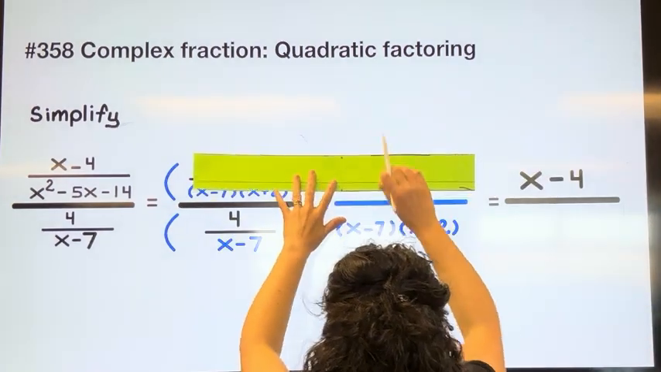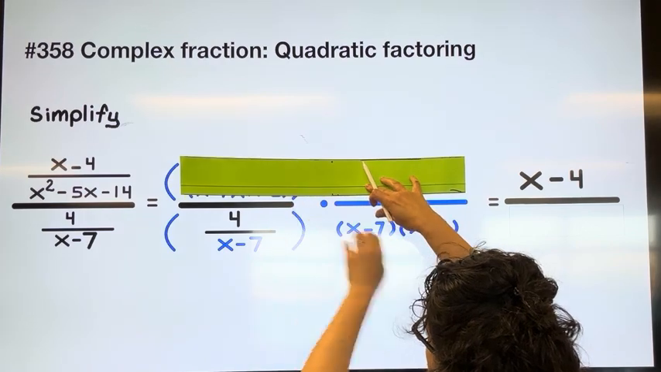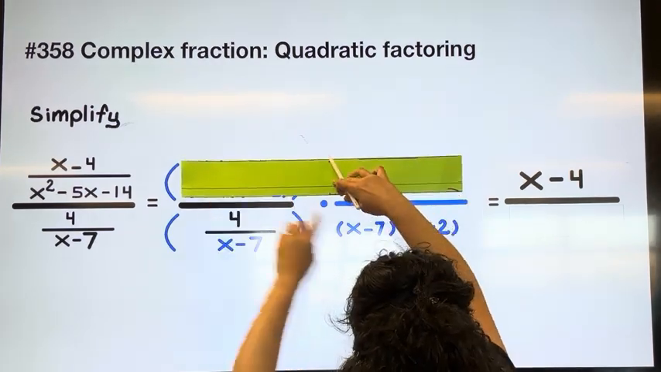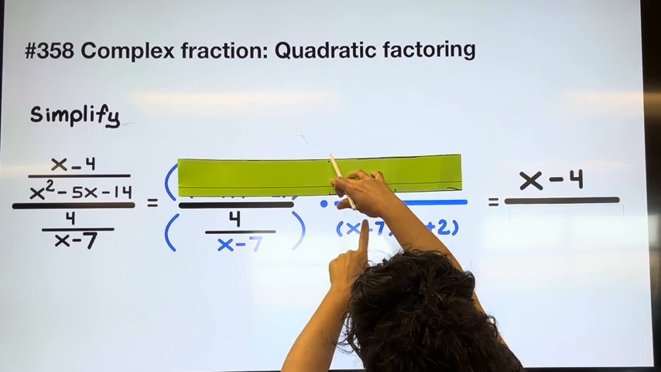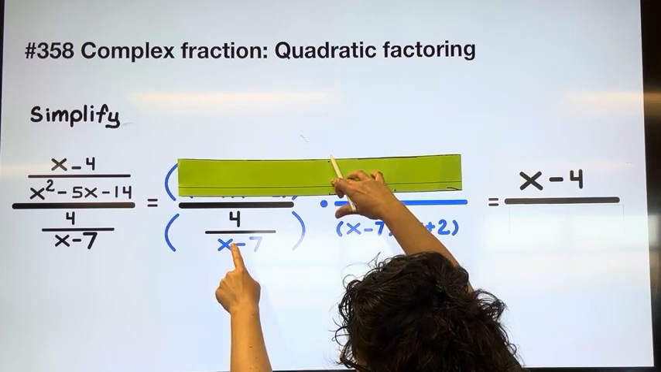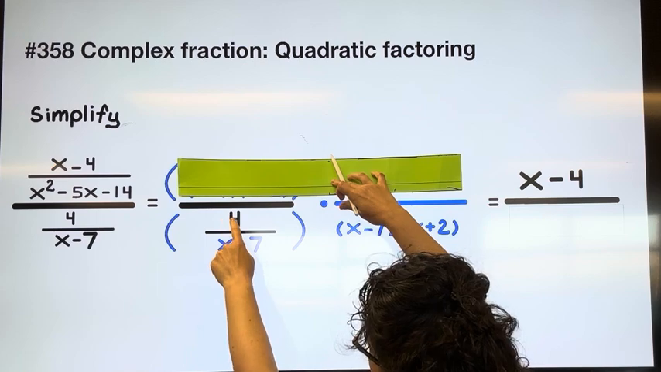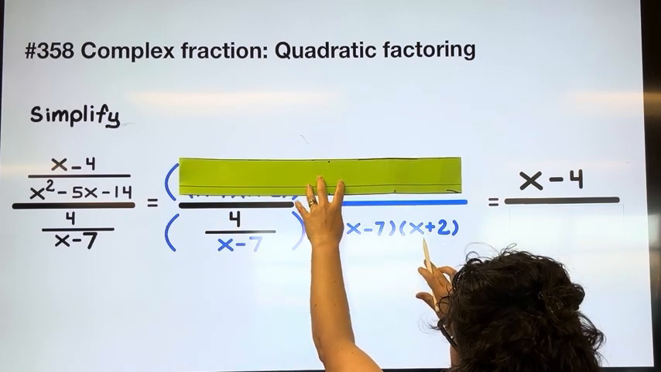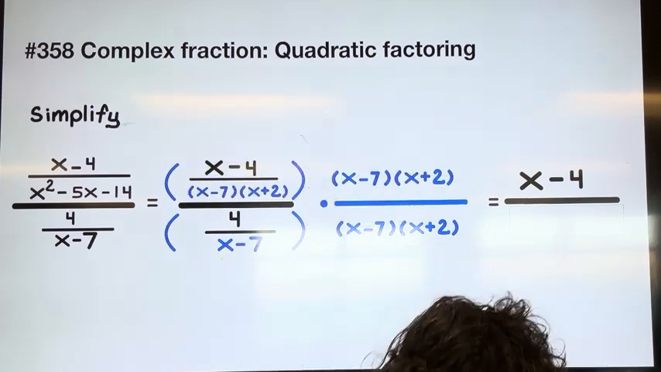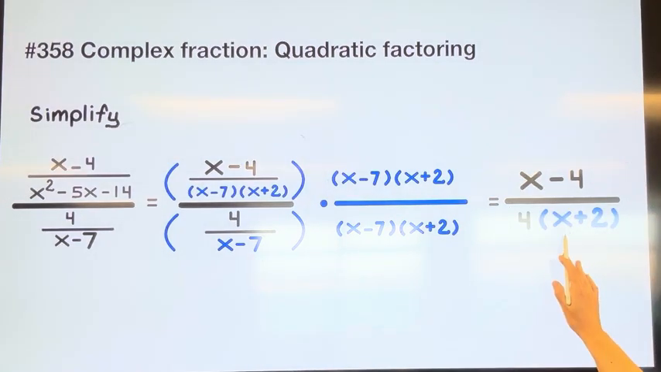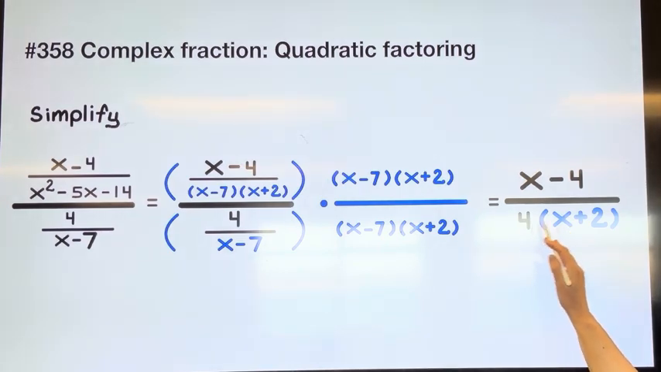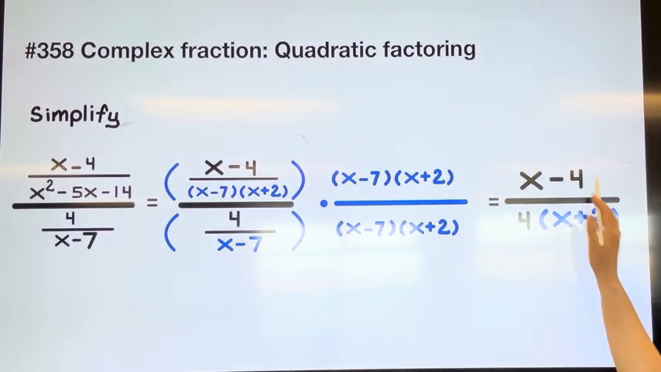Okay, ignoring everything up here and multiplying straight across. This x minus 7 times x plus 2 is over 1. So this x minus 7 cancels this x minus 7, and I'm left with 4 and x plus 2. If you want to, for your final answer, you could rewrite the denominator as 4x plus 8, but we've simplified this complex fraction.